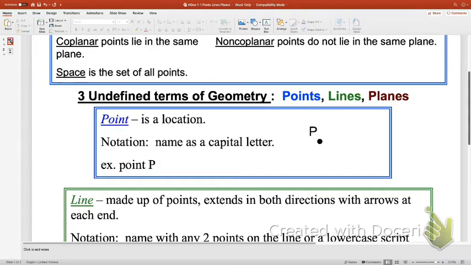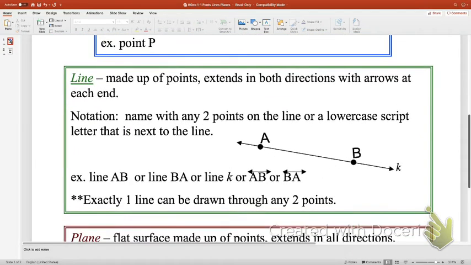What's the next word on our list? Line. A line is made up of points. It extends in both directions with arrows at each end. It is incredibly important that you put arrows at each end. If you don't put arrows at each end, you are giving something else, not a line. The way you name a line is you name it with any 2 points on the line, or sometimes it'll have a lowercase script letter that's next to the line. Let me give you a minute to finish writing, and then I'll talk to you about the naming of the line.